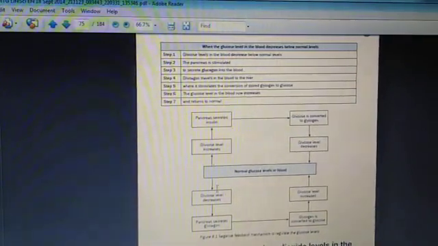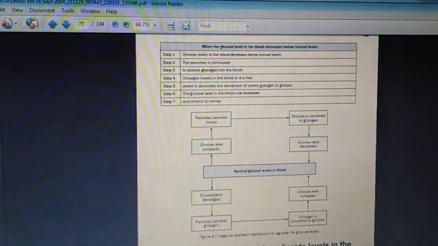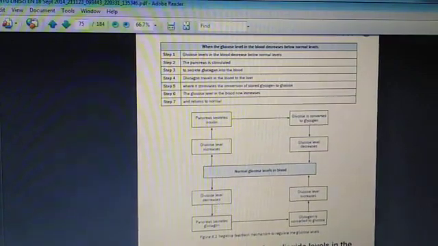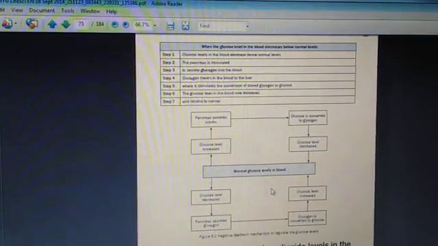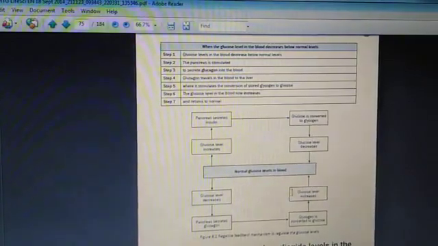But in a case where you are at a fasting stage and your glucose levels are below normal, the pancreas is stimulated again and it secretes a hormone called glucagon. What the glucagon does is convert glycogen into glucose in your liver, and your glucose levels increase and come back to normal. So this was just the negative feedback mechanism for glucose levels.